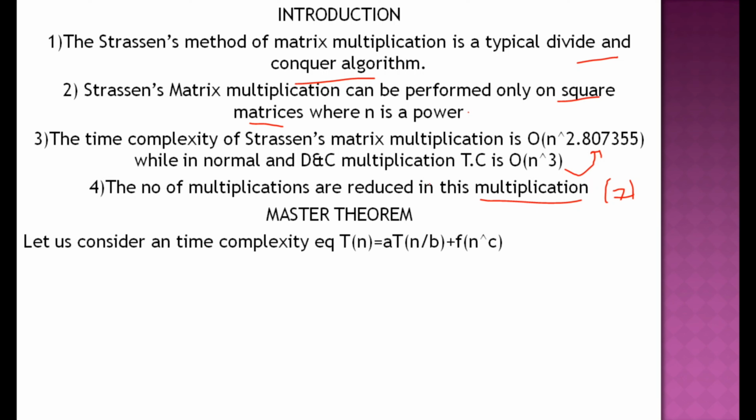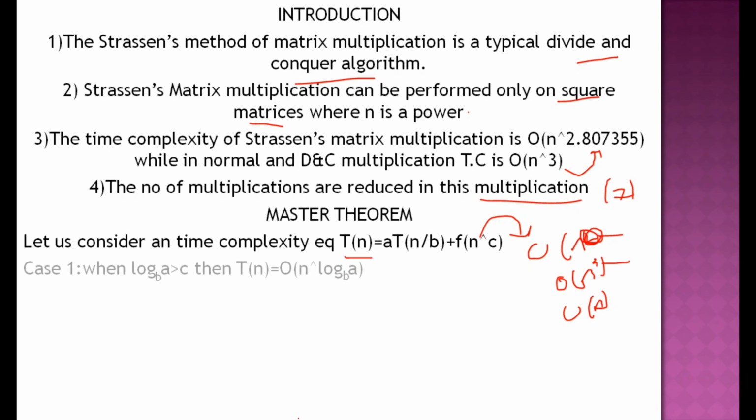Next, the master theorem, which is used to find the time complexity of multiplications. If we consider a time complexity equation, T of n equals a into T of n by b, that is n by 2 or n by 3 or n by 4 or something else, plus f of n to the power of c. That means it shows some time complexity, some order of n square or order of n cube or order of n. Here this shows the c value, 2 or 3. Next, there are 3 cases in the master's theorem.